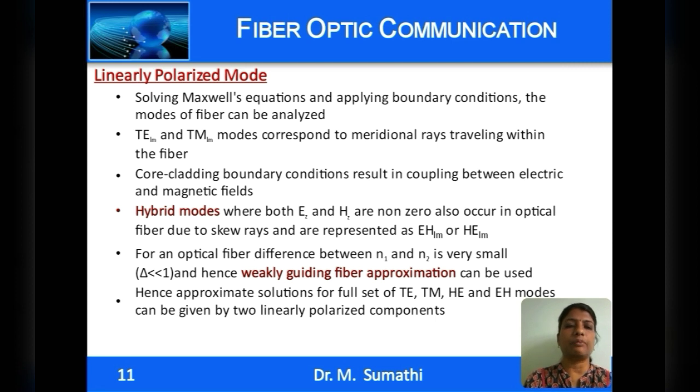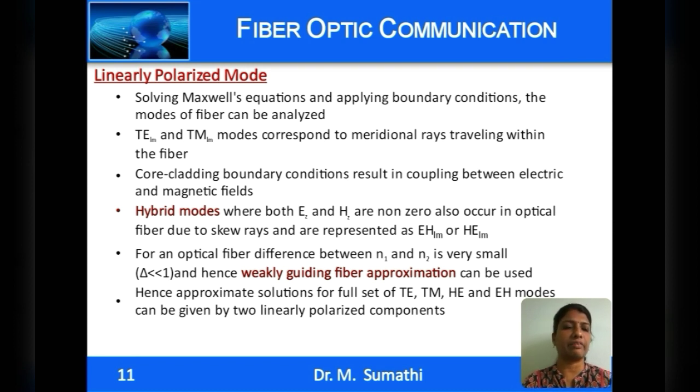In addition to the TE and TM waves, because of the core cladding boundary condition and coupling of the electric and magnetic fields, hybrid modes exist due to the skew rays, where both Ez and Hz, that is the electric and magnetic fields in the z direction of propagation, are also non-zero, and these hybrid modes are represented by EH and HE. EH means the electric field is dominant and HE means the magnetic field is dominant. Modal analysis for an optical fiber is much complicated compared to that of a metallic waveguide. Therefore, weakly guiding fiber approximation is made use of over here to simplify the modal analysis.